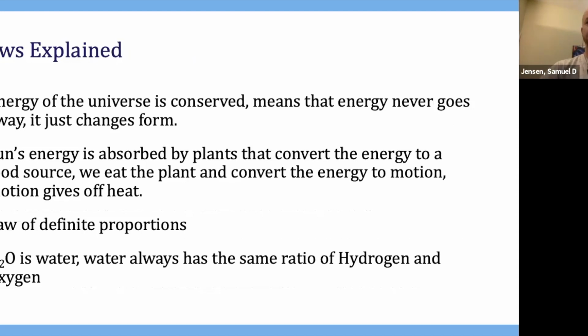We also know there's a law of conservation of energy. Energy is conserved; it just changes form from one to another. The sun's energy is absorbed by plants, converted to other kinds of energy that we eat and convert to motion, or our bodies give off the excess heat. It just goes through a cycle of changing from one form to another. We'll talk about the process of thermodynamics in another chapter.